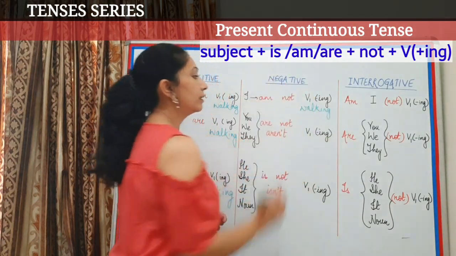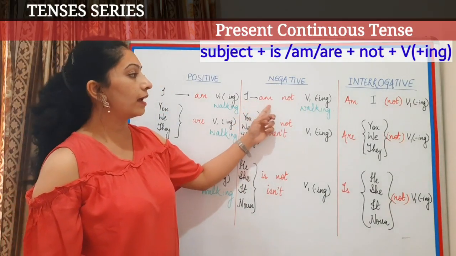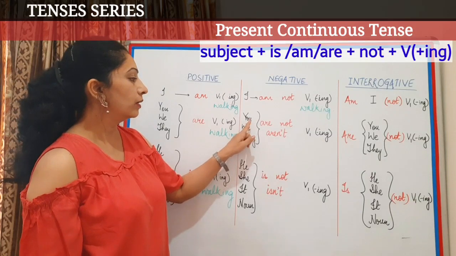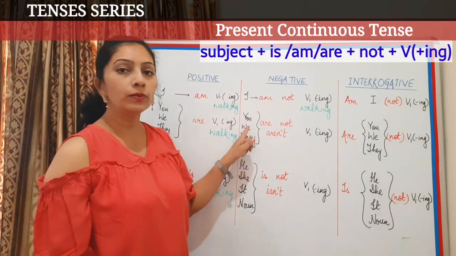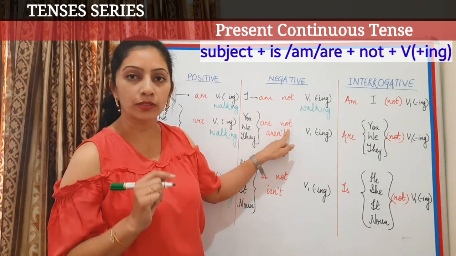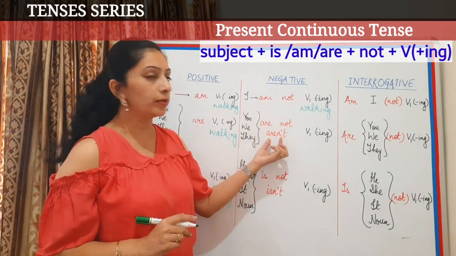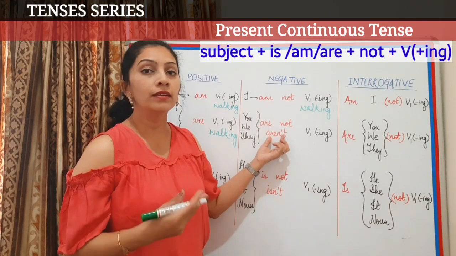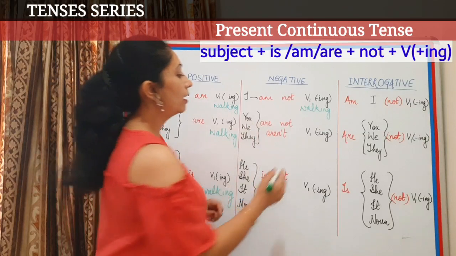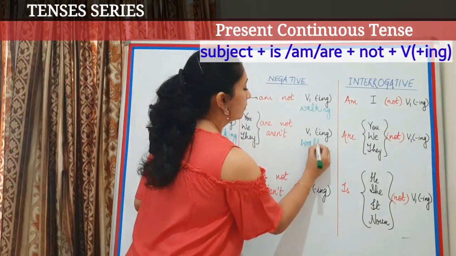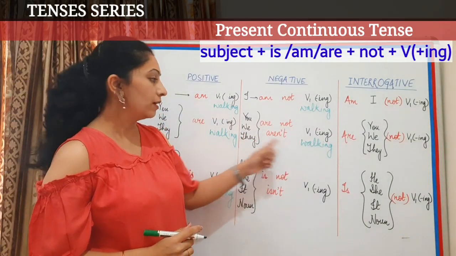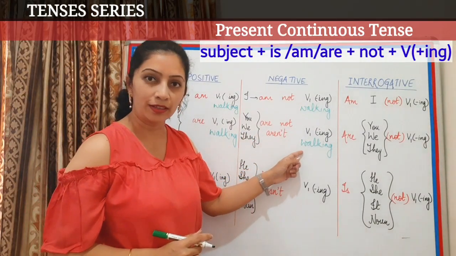So I can make a negative sentence like this. I am not walking. Similarly, I can use you, we and they along with the auxiliary verb are, and then the negative word not. Now are not can also be used in its contracted form like aren't. So the sentences here can become you are not walking, we aren't walking, or they aren't walking.